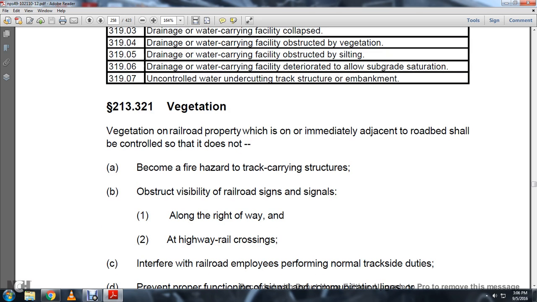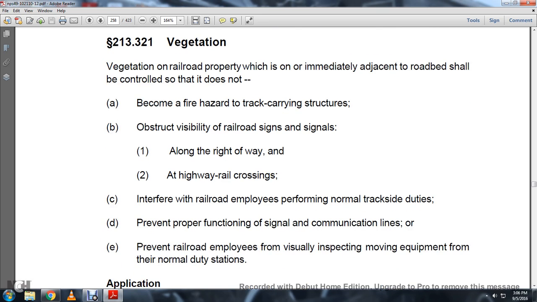213.321 Vegetation. Vegetation on railroad property which is not immediately adjacent to the roadbed should be controlled so that it does not A. become a fire hazard to track carrying structures, B. obstruct the visibility of railroad signs or signals along the right of way and at highway railway crossings, C. interfere with railroad employees performing normal trackside duties, D. prevent a functioning of signal and communication lines, or prevent railroad employees from visually inspecting moving equipment from their normal duties and stations.